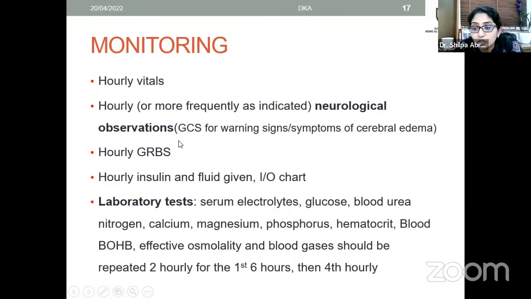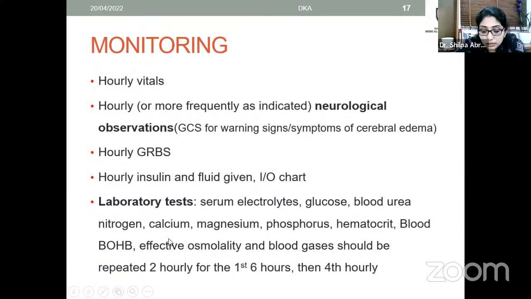The most important or the scariest thing about a severe DKA is whether this child will go in for a cerebral edema. Especially in a severe DKA, it's extremely important to look for the neurological status and continuously monitor it, that is the GCS and sensorium and the pupils of this child. Then hourly GRBS, hourly insulin. So you should know how much insulin is going, fluid is going, and then the other lab results. That is your electrolytes are usually done.